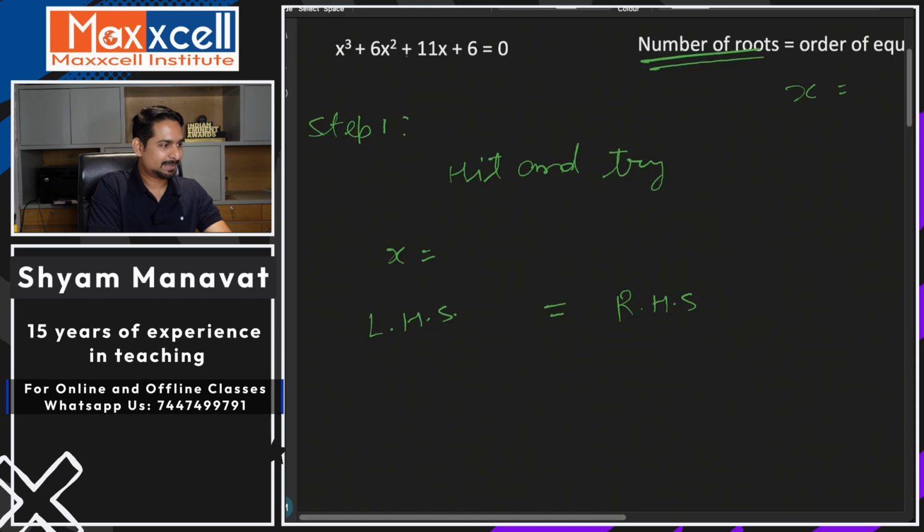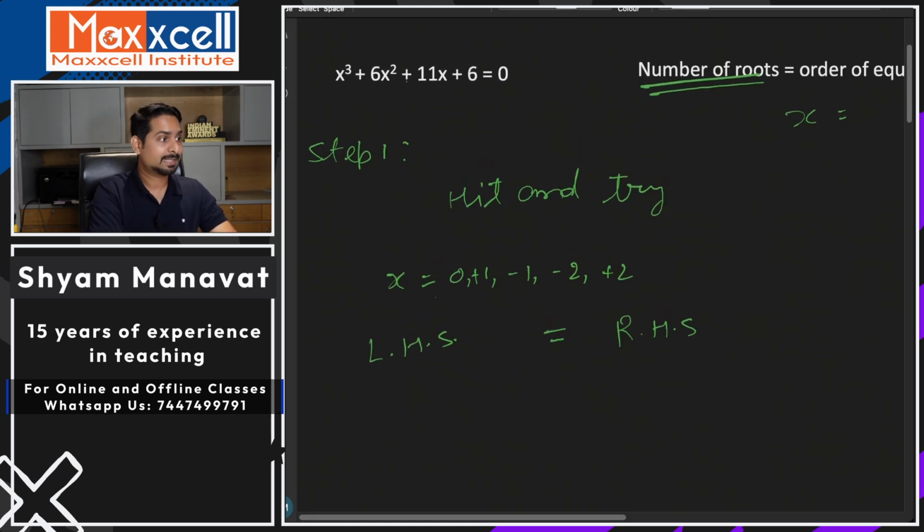Now, let me take some random values. It could be 0, it could be 1, it could be -1, -2, +2, anything. The choice is yours. Now you can be a little smarter and see the equation. Which value shall we substitute to get the left hand side equal to right hand side, as in the left hand side equal to 0.